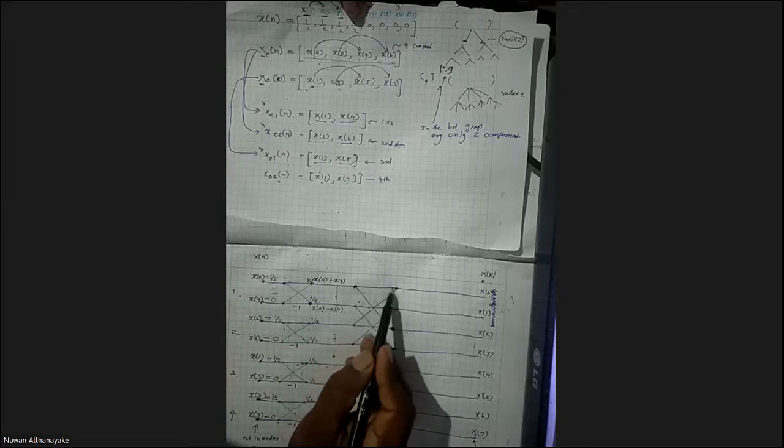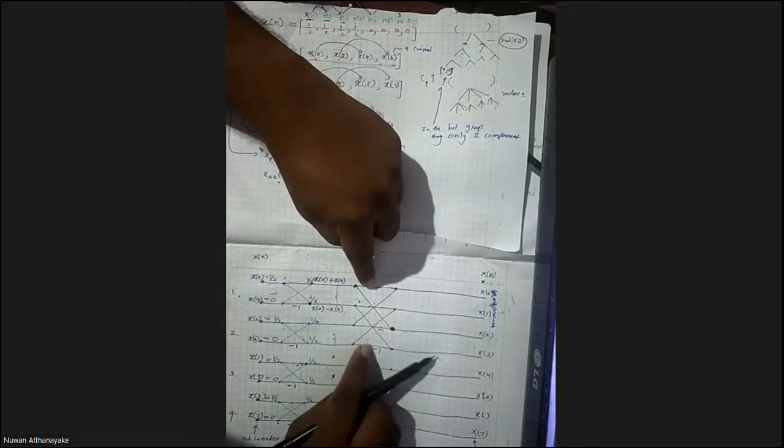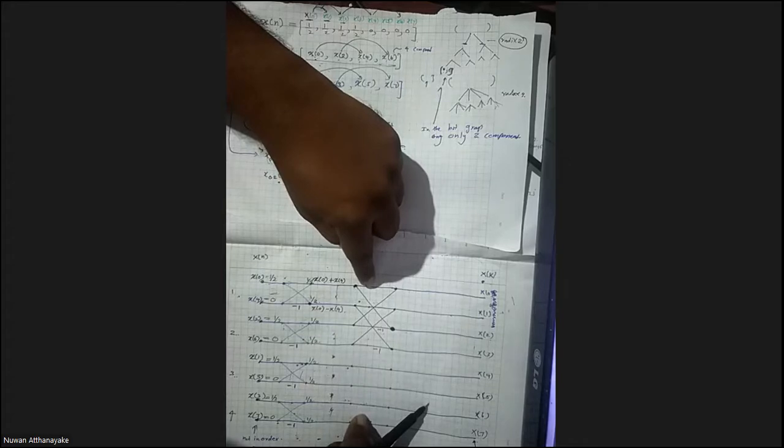So this will be our main first group, and let's say this will be our main second group. This is the main first group and this is the main second group, and these are subgroups. And so you have to draw this butterfly.